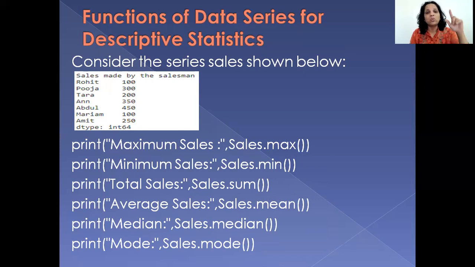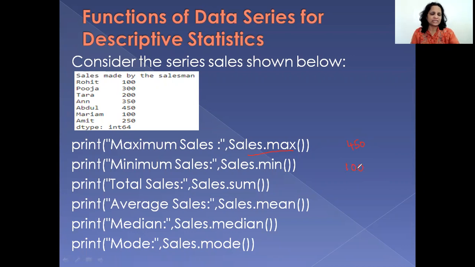Now I want to know what's the maximum sales here. So I could make use of a function called max along with the data series. So here I write sales.max. So in this scenario, you would get the output as 450 because that's your maximum value in the series, correct? Next, I have something called sales.min. So what is our min value? Let's look at it. It's 100.